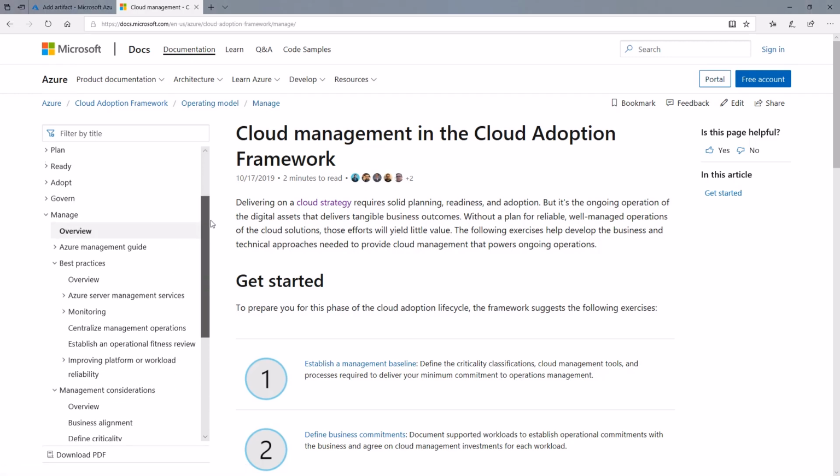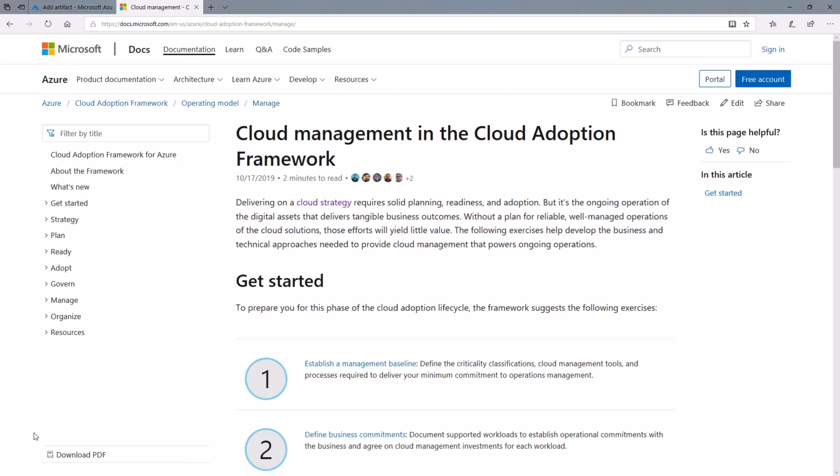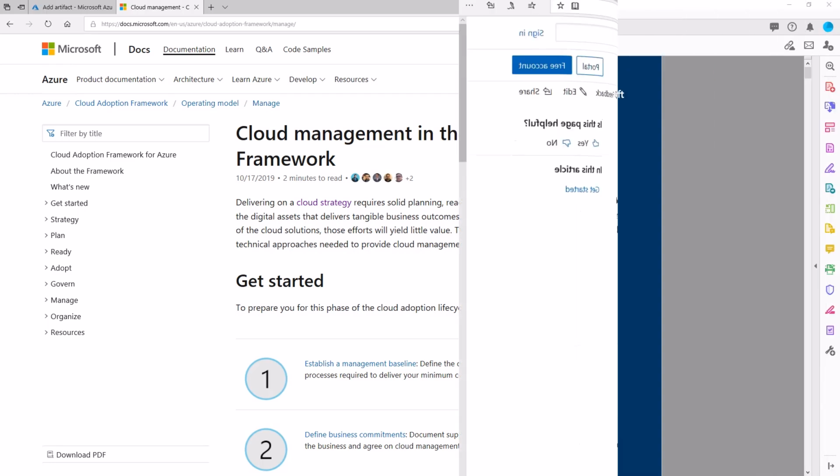Now, all of this is an iterative process. You will need to revisit stages to see if you can improve. So, the Cloud Adoption Framework for Azure. It's proven guidance for successful business and technology strategies: strategy, plan, ready, and adopt, which includes migrate and innovate.